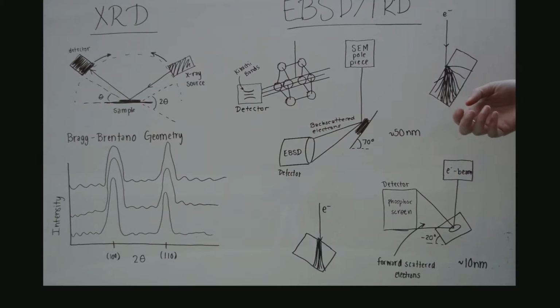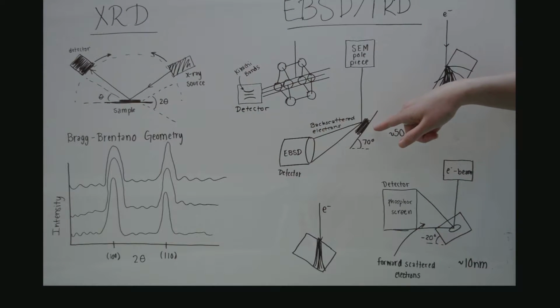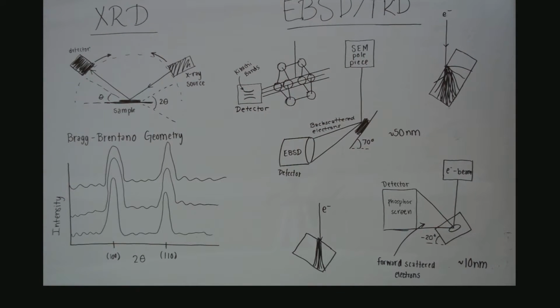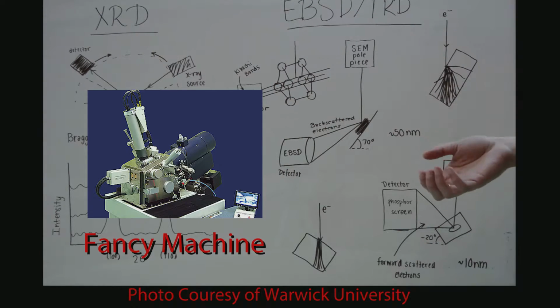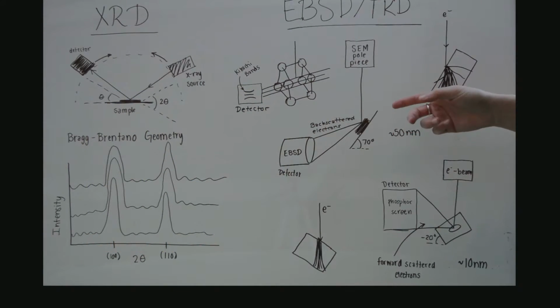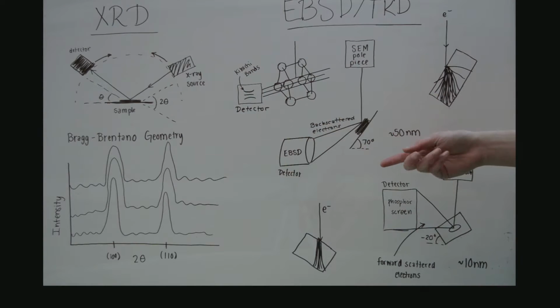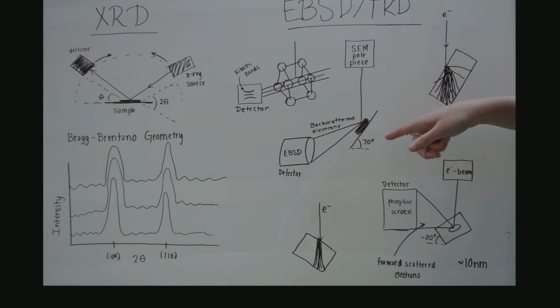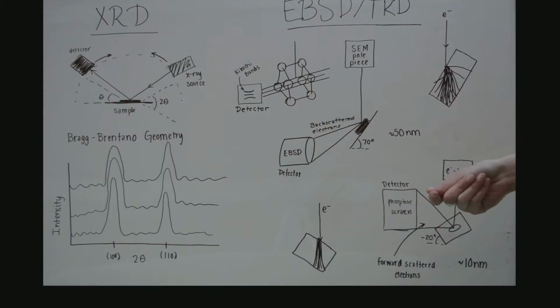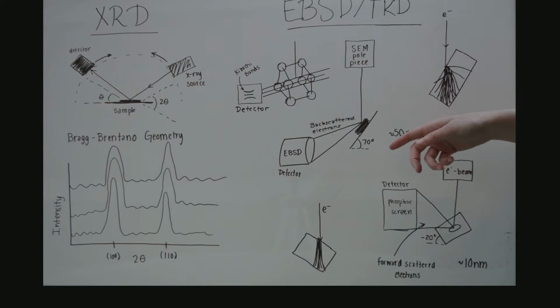With EBSD, you have a bulk sample on a holder that's been polished so that it's really smooth and you have as few defects as possible. You put that into this fancy machine and it's going to emit a lot of electrons, and the backscattered electrons are going to be collected by an EBSD detector. It's important to note the orientation between your electron beam and the detector along with the sample. It's at an angle of 70 degrees.